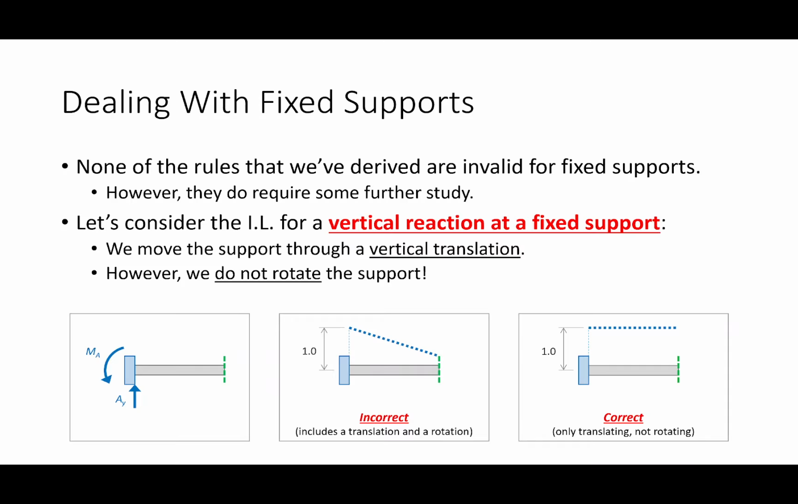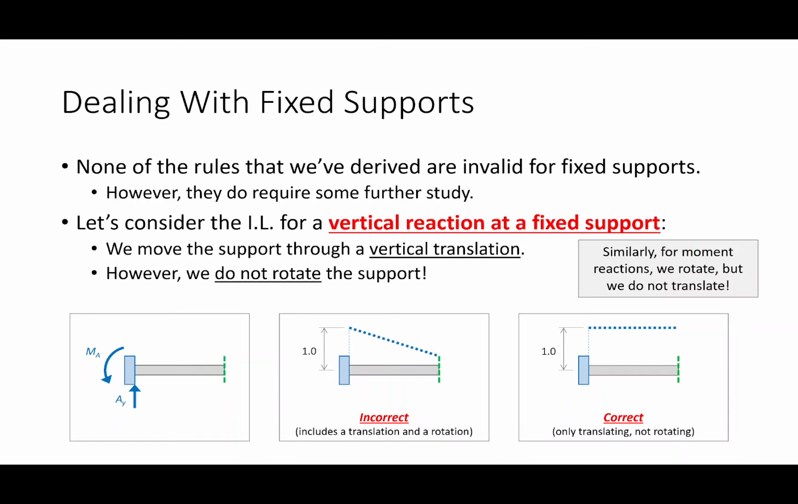So this is what would happen if we were a moment reaction. So a moment reaction is basically taking this and turning it to that. That's basically what we're doing for a moment reaction release. But for a vertical reaction release, we're essentially resisting moments, resisting horizontal reactions, but not vertical ones. Does that make sense?